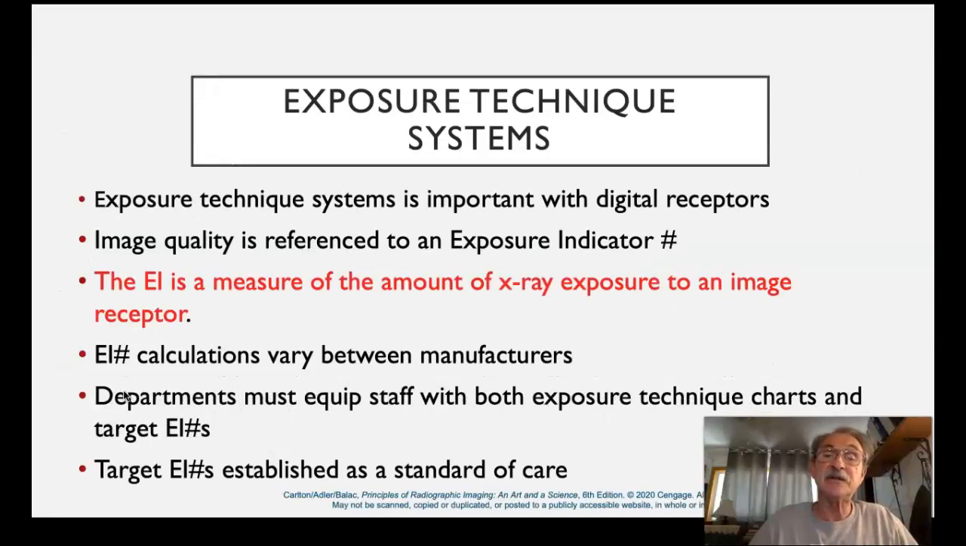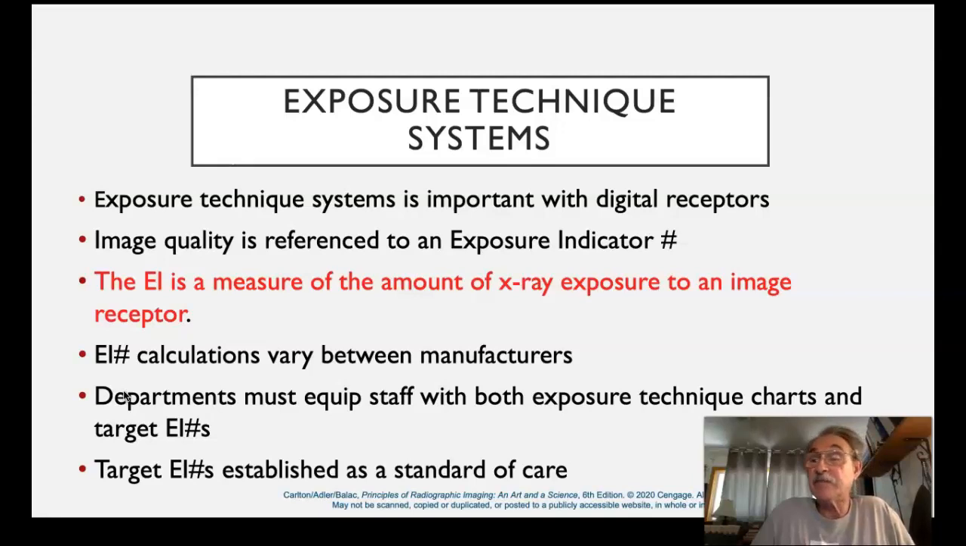So the exposure index is a measure of the amount of X-ray exposure to an image receptor. And these EI calculations vary between manufacturers. Fuji, for instance, has an exposure index number of 200 to 400 considered normal, and that is inversely proportional. So a lower than 200 number indicates overexposure. A greater than 400 number indicates underexposure.